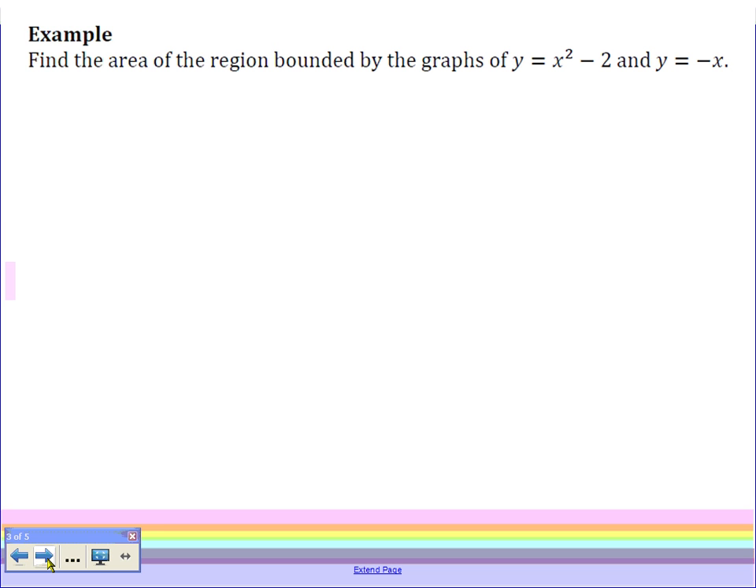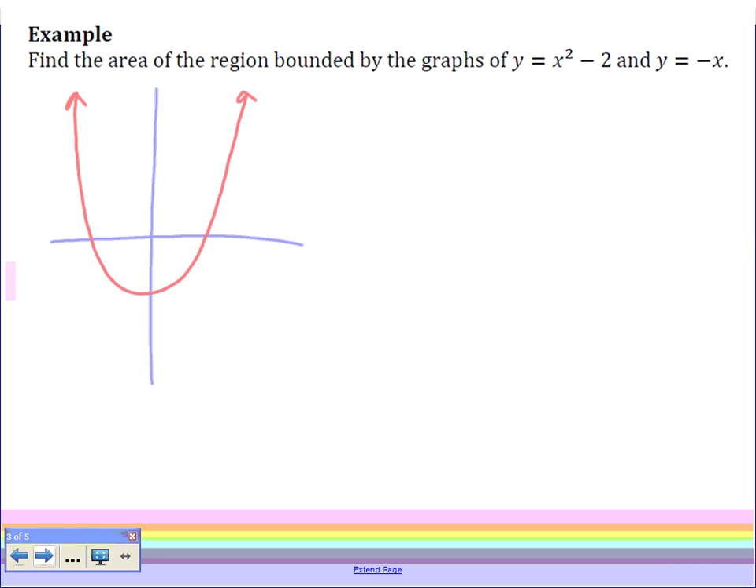Find the area of the region bounded by the graphs of y equals x squared minus 2 and y equals negative x. So I know what those look like. y equals x squared minus 2 looks like this. It's just x squared shifted down 2. y equals negative x is just a line with a slope of negative 1 and it intercepts at the origin. So I want the area of the region bounded by those two graphs, so it's between these here.